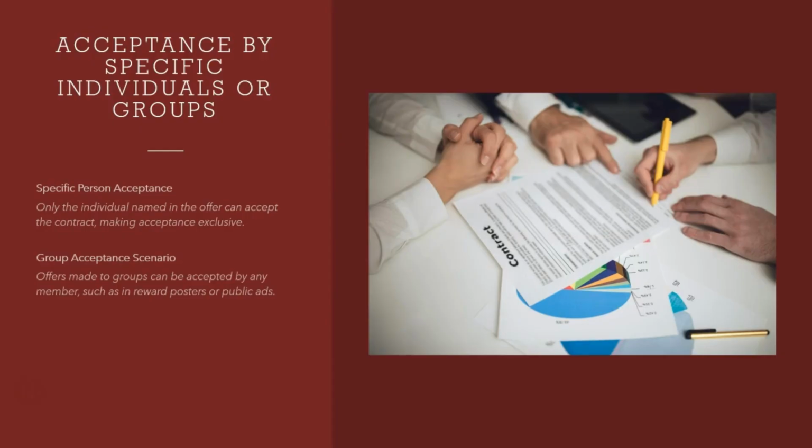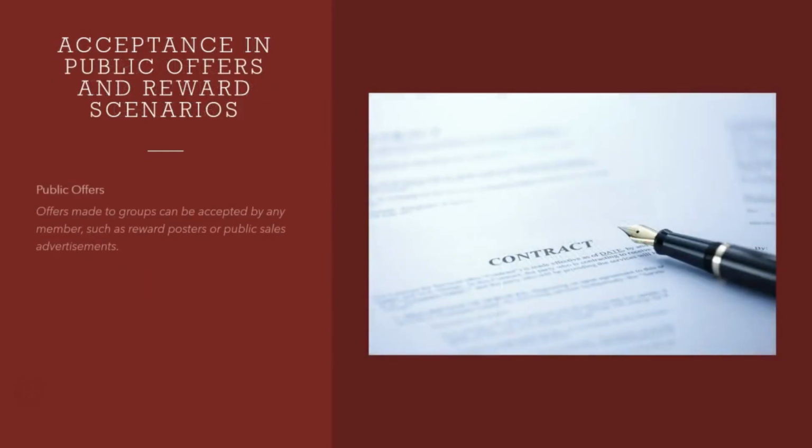So for a reward poster or an ad for something in the want ads, anyone can read that and accept it, and it would essentially be the first one to do that, to accept it. Another specific type of contract is the option contract, and I will go into that next. Two more slides. Public offers, I just mentioned, that's where any person can accept the offer, first come, first served.